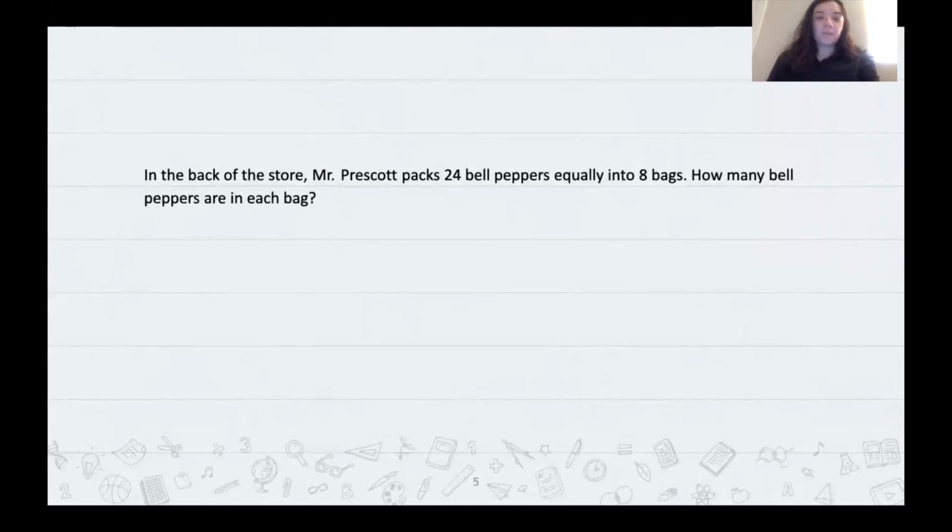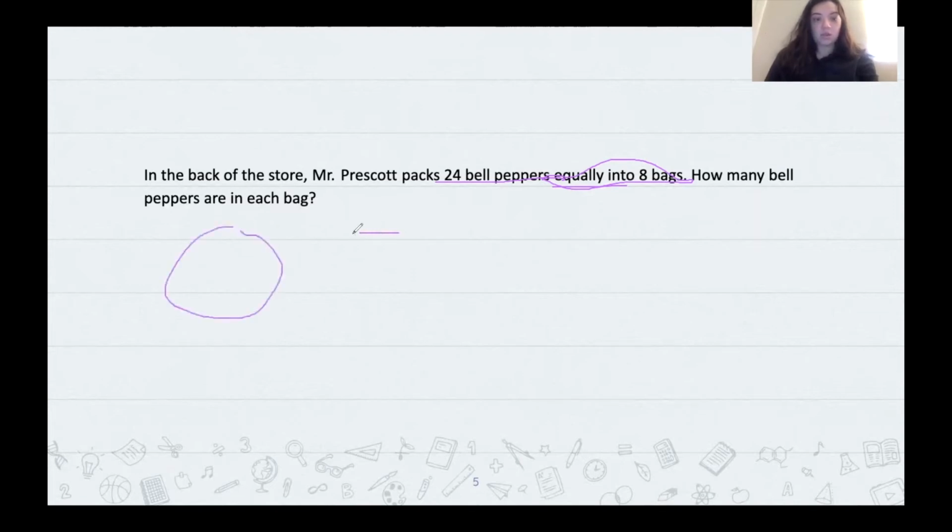In the back of the store, Mr. Prescott packs 24 peppers equally into 8 bags. So how many bell peppers are in each bag? I'm going to highlight, so there are 24 bell peppers. He splits them equally into 8 bags, so that means we're going to have the same number of peppers in each bag. For this one, I'm going to actually draw the bags.